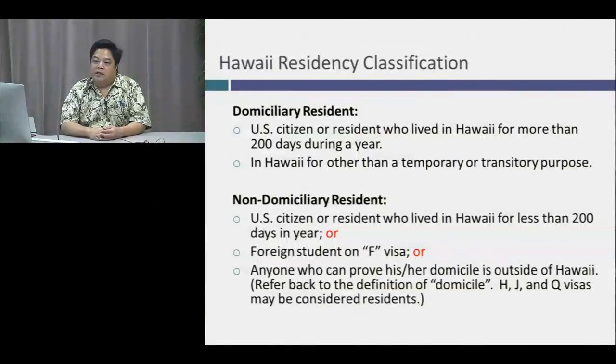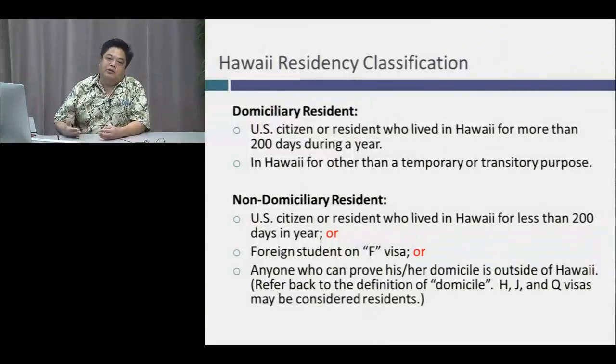So hopefully, I'm not sure, but I think most of you should be F1, right? Okay, then J1 student? Okay, so you need to go through the test. If you're a J1 student, you need to go through the test that I described. Where's your current domicile? Do you believe your domicile is Hawaii or not? So that's pretty much what you have to do.